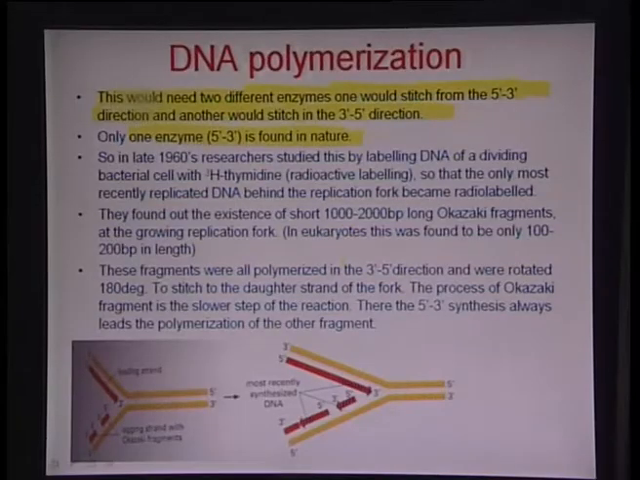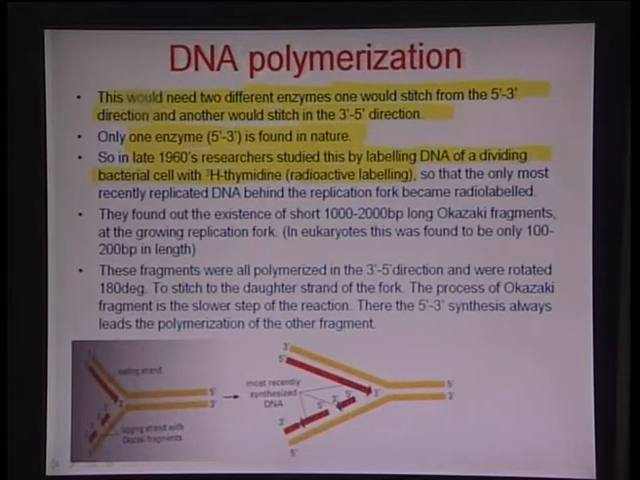So in the late 1960s researchers for the first time studied this by labeling DNA of a dividing bacterial cell with this radioactive dye, H thymidine, okay. And this labeling was essentially used to ascertain what is going on, especially along the 3' to 5' direction. We already know that the enzyme that exists in nature does a suturement only from the 5' to 3' direction. So this labeling was done in a way that only the most recently labeled DNA or replicated DNA behind the replication fork became suddenly radio labeled, okay.